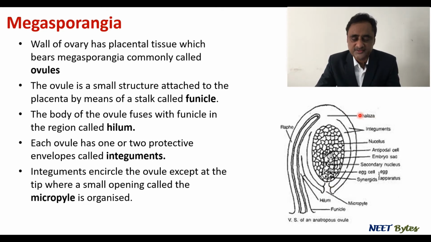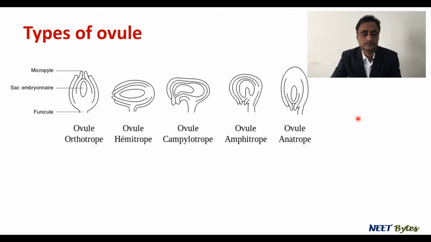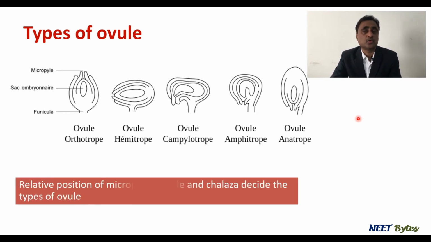Okay. And just opposite to the micropyle, there is a structure we call chalaza. So that is what is present in the case of the megasporangium or ovule. Okay. Now let's talk about the types of ovule. But first of all, let's learn the basis on which the different types have been recognized.